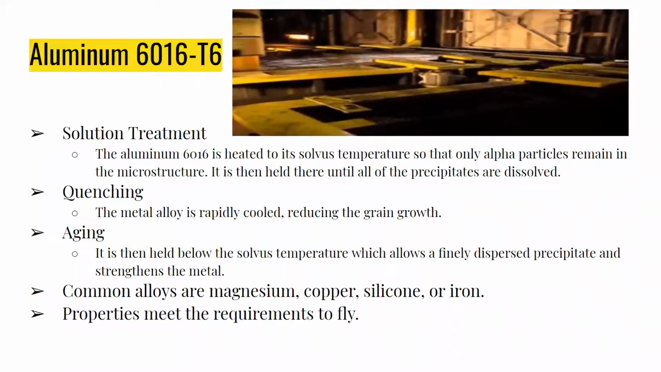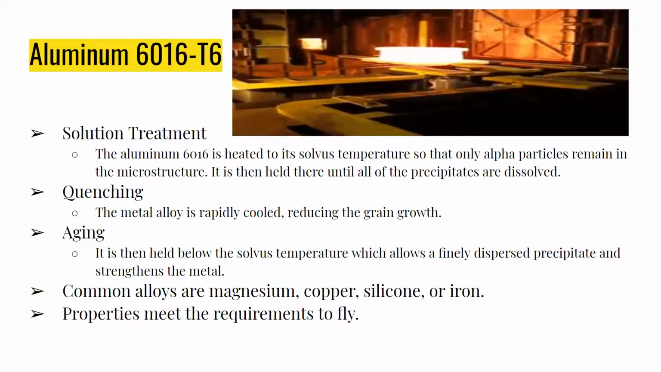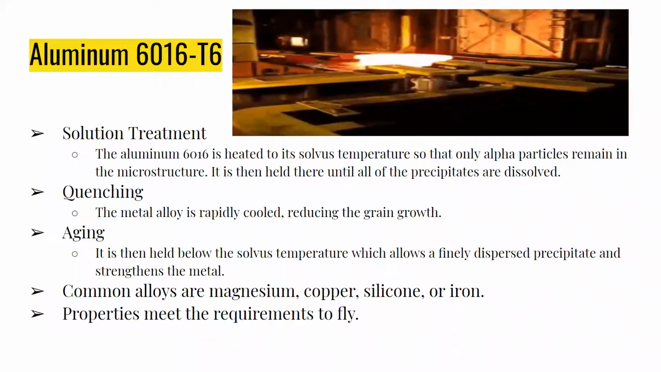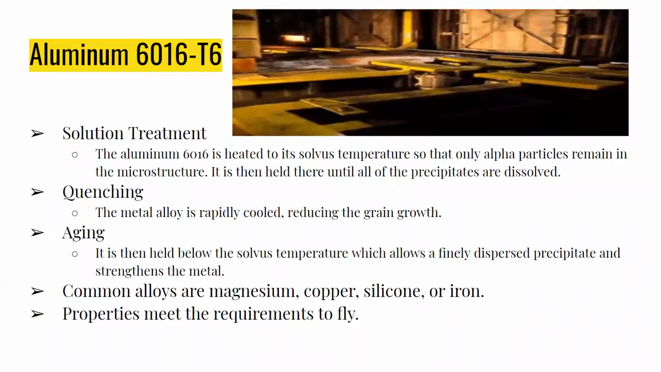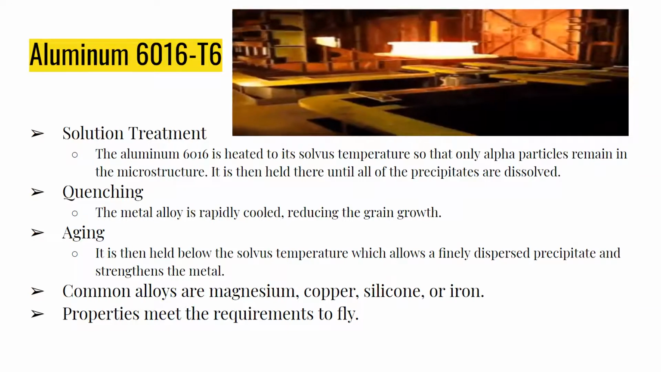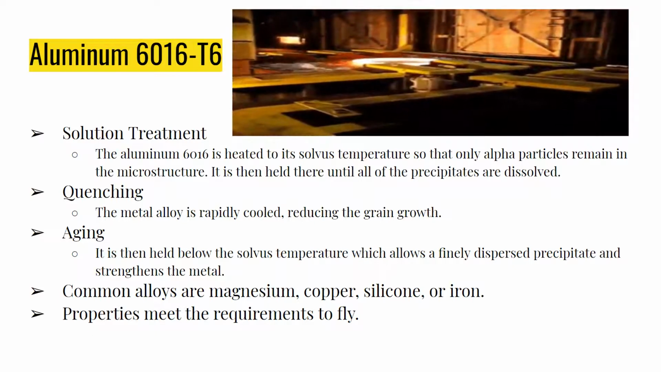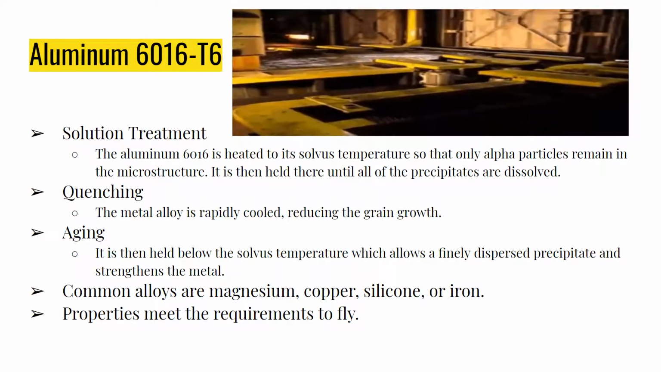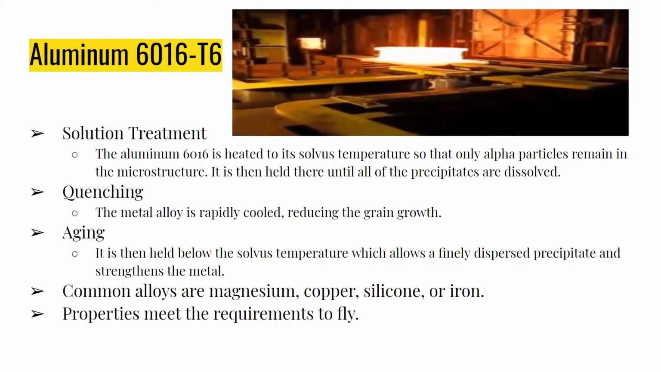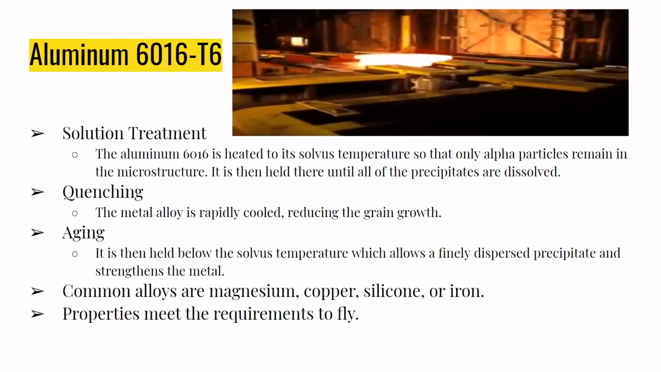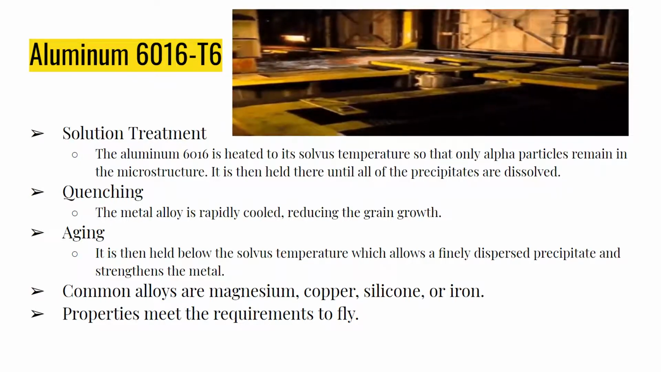The greatest strength increase comes from the last step, aging. The alloy is heated below its solvus temperature to create a precipitate that is finely dispersed. The restricting of grain boundaries is what gives the desired strength. The precipitate in the 6016 T6 alloy is usually silicon, copper, iron, or magnesium.